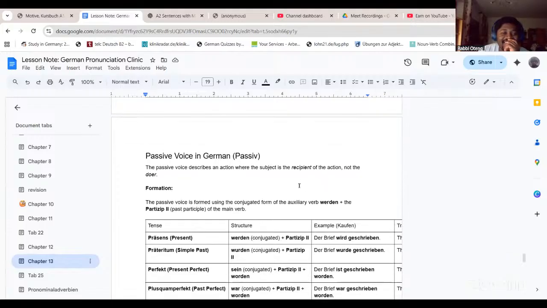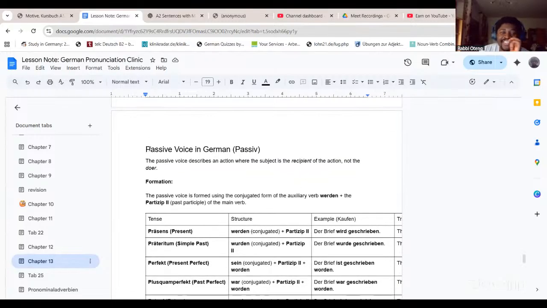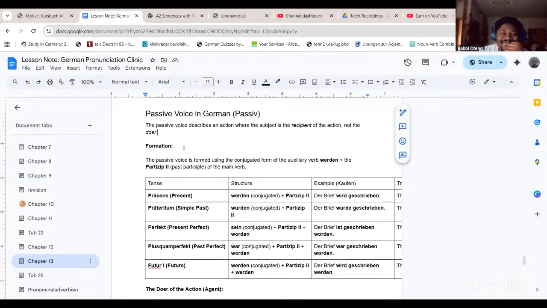So, passive voice in German. The passive voice describes an action where the subject is the recipient of the action, not the doer. Let's forget the definition. The passive voice is formed using the conjugated form of the auxiliary verb werden plus the participle zwei of the main verb.